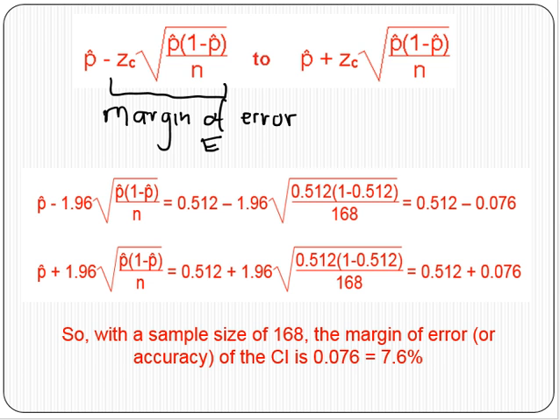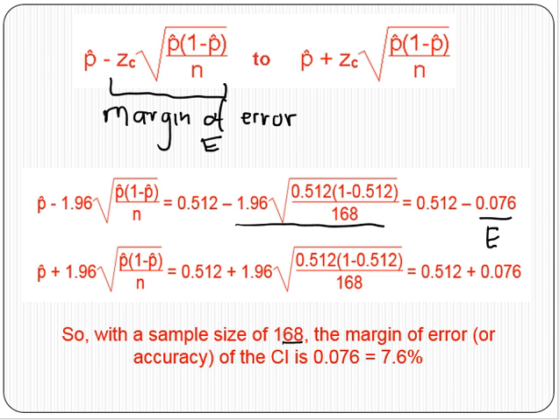So in this case, when I look back at the example I just did previously, 0.512, when you do all of these calculations, you get 0.076. So this is my margin of error. And you, again, start at 0.512 and go up and down 0.076. So what this leads us to conclude is that with a sample size of 168, the margin of error, which is essentially the accuracy of our confidence interval, is 0.076, or 7.6%.